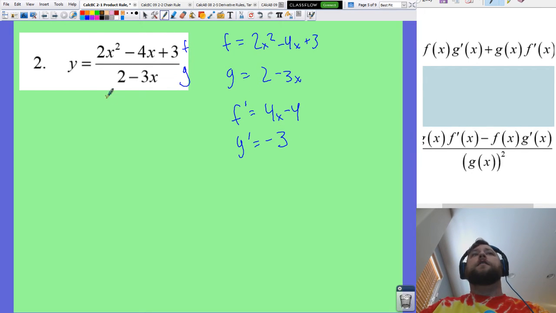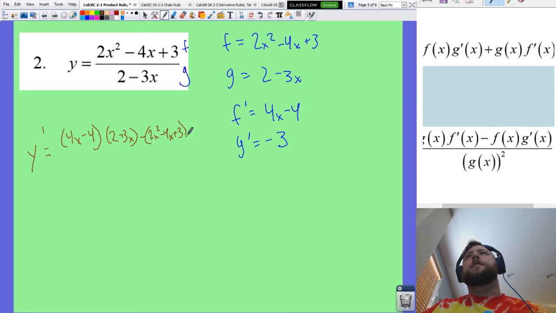If I'm plugging in the formula, it's over there on the side, I'm going to say y prime equals f prime, so 4x minus 4, times regular g, 2 minus 3x, minus regular f, 2x squared minus 4x plus 3, times g prime, negative 3, all over 2 minus 3x squared.